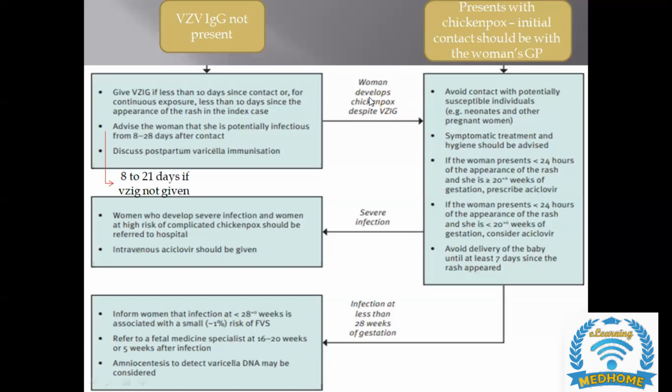For women who develop severe infection, we will discuss later which women are at high risk of developing severe infection, and what a complicated chickenpox is. But if it develops in a hospital setting, if there is a severe or disseminated infection, then we need to give intravenous acyclovir. If the infection is at less than 28 weeks of gestation, you need to remember 28 weeks in chickenpox. Write it down, 28 weeks chickenpox, because 28 weeks is the cutoff point.